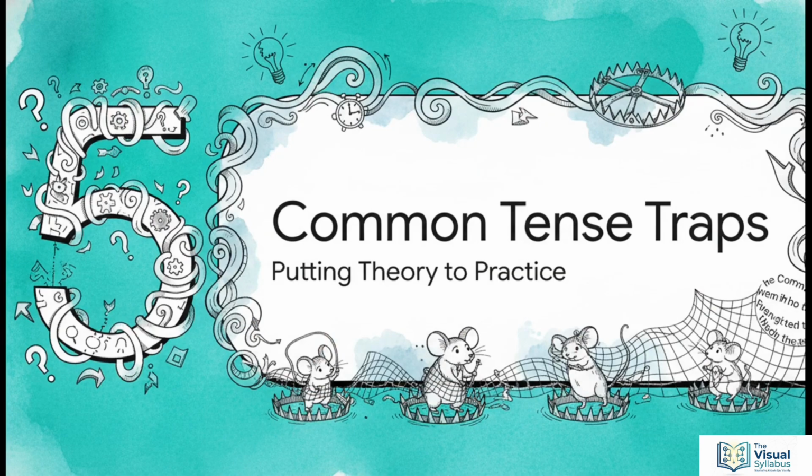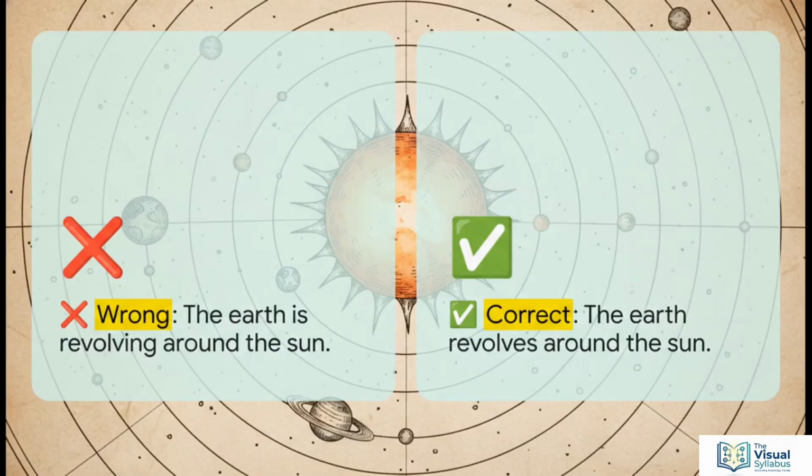Okay, so knowing the system is great. But how does it actually help you speak and write better? Well, it helps you sidestep all those common mistakes people make. Let's look at a few of these traps. This is a classic one. I get it. It feels like a continuous action, right? But just think back to our blueprint. What do we use for permanent scientific facts? The simple aspect. The Earth revolving around the sun is a constant truth, so we have to use present simple. The Earth revolves around the sun.